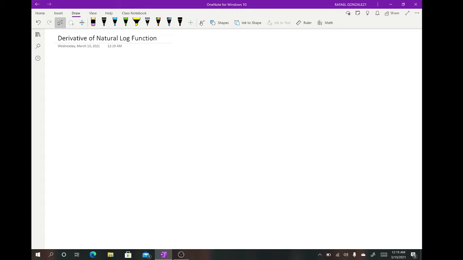In this video, we will be talking about the derivative of the natural log function. Recall, the natural log function is simply what we call ln of x. It is basically log base e of x. Instead of writing log base e, we simply use the notation ln of x.